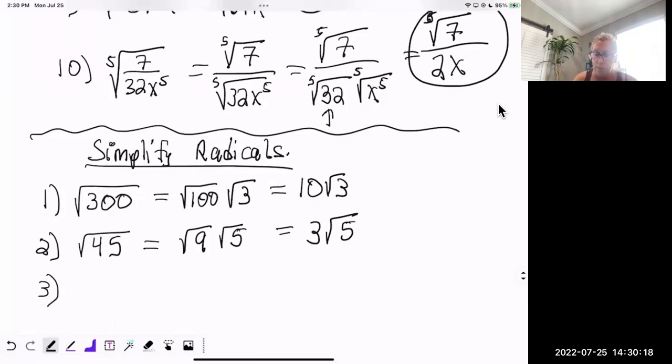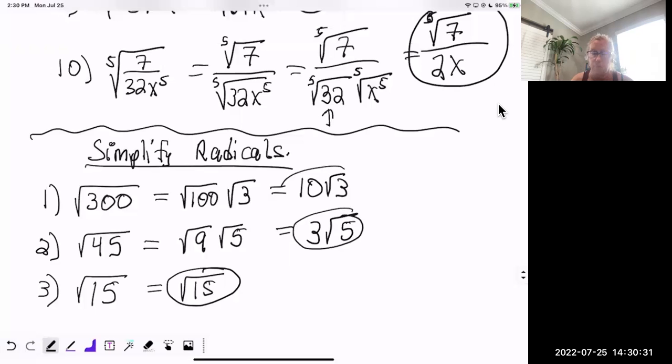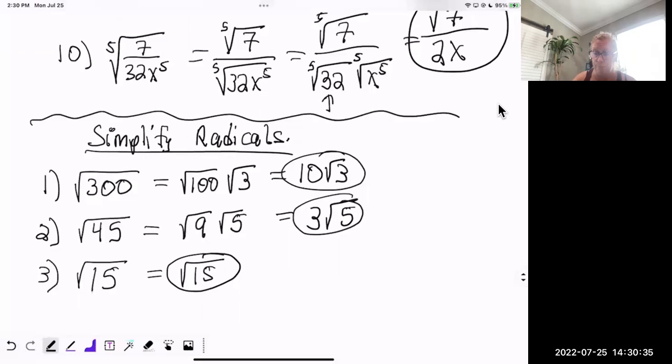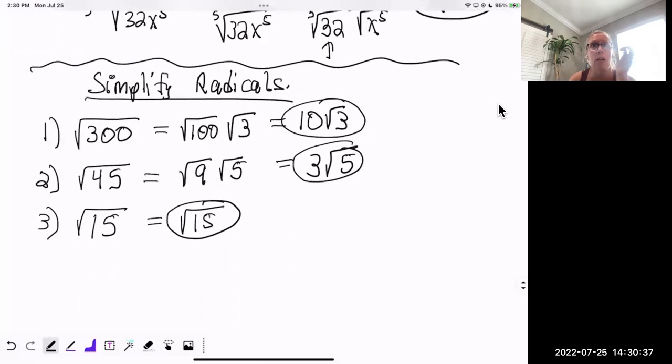Sometimes you might be left with something like this, and it might say simplify, and you're going to say, okay, well, I can't do that because there is nothing to simplify, it just equals itself. So if it can't be broken down, it's just going to stay the same, because 15 is only 5 times 3, and neither of them are perfect squares.